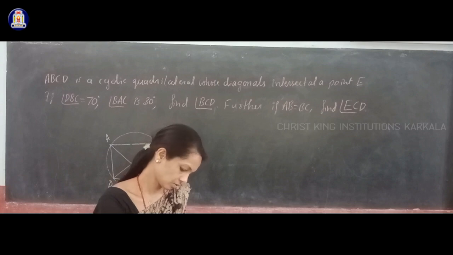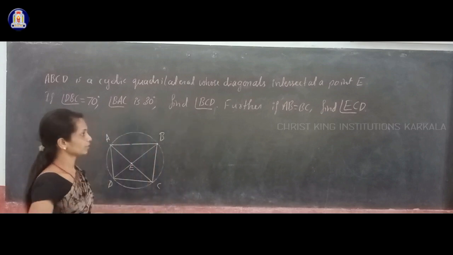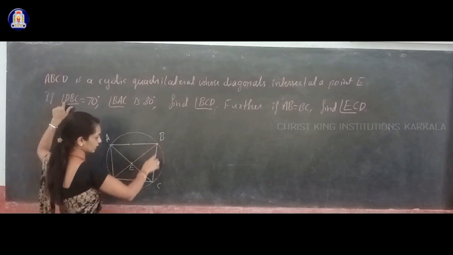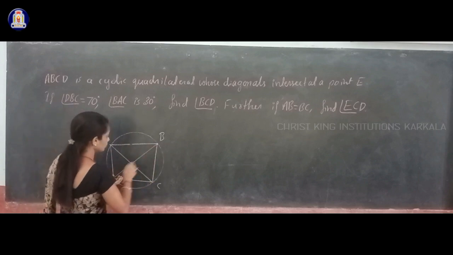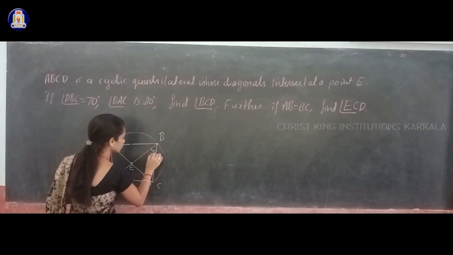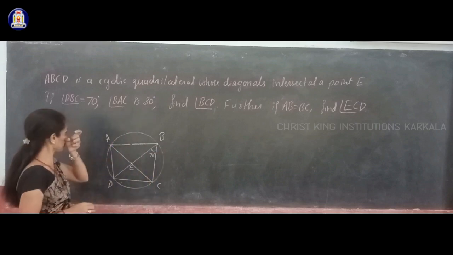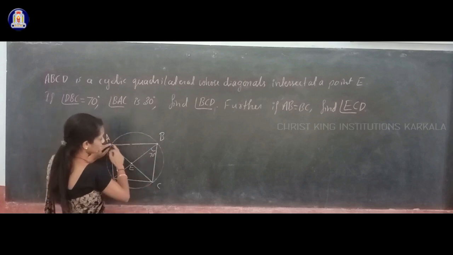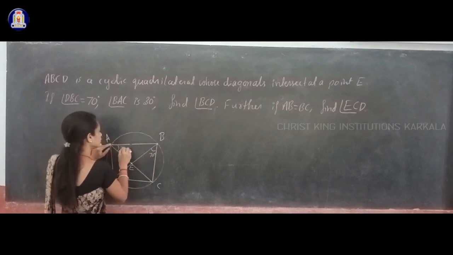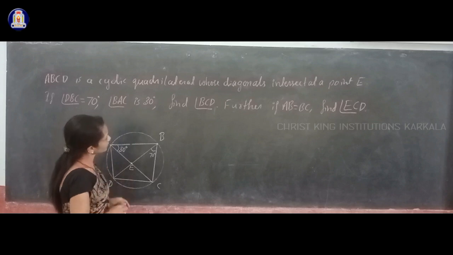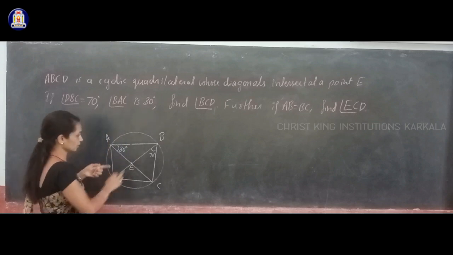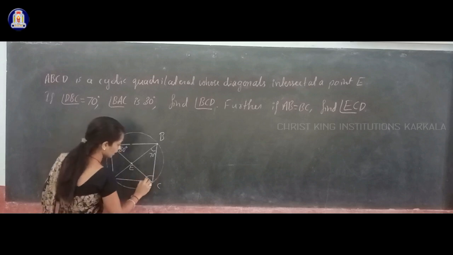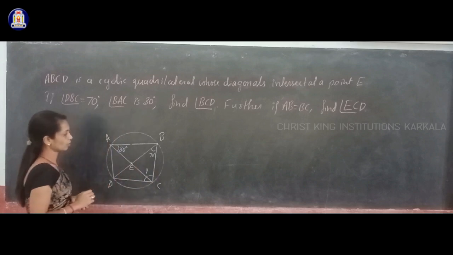See which angles we are given, and write them in the figure. Angle DBC, this angle, is given as 70 degree. Angle BAC, this angle, is 30 degree, and you are asked to find angle BCD. This full angle BCD you have to find.